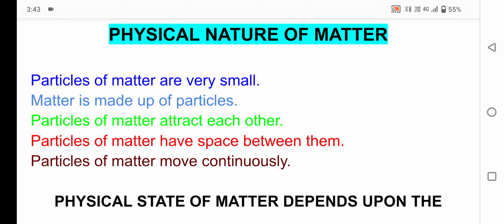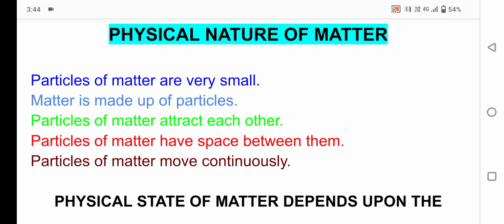Next, particles of matter attract each other. Yes, all materials look united and constructed because their constituent particles are assembled. A question arises: why do particles assemble together? The answer is attractive force. Every particle of matter exerts an attractive force on its neighboring particles, and hence they assemble together. The strength of these forces varies for different types of materials. These forces also determine the size and shape of the material.